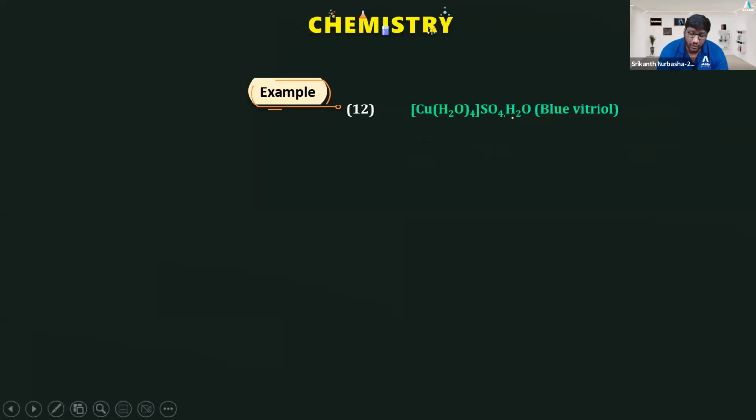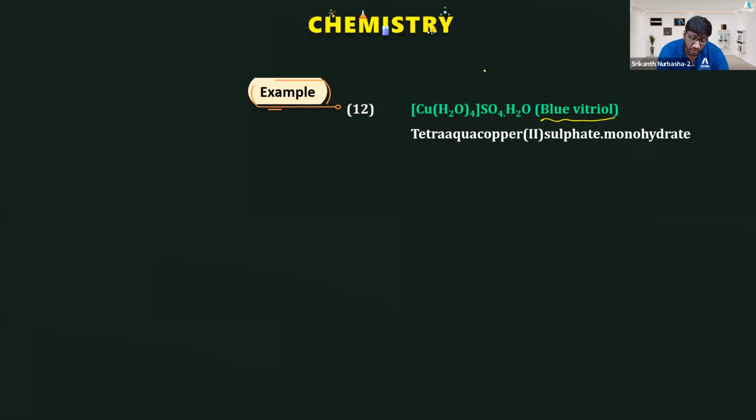CuSO4.H2O is also called blue vitriol. What is the name of this? If you look at the name, obviously it's the dissociation you have to write down. The only logic here is that .H2O is there, so after using all your IUPAC rules, you have to keep monohydrate.